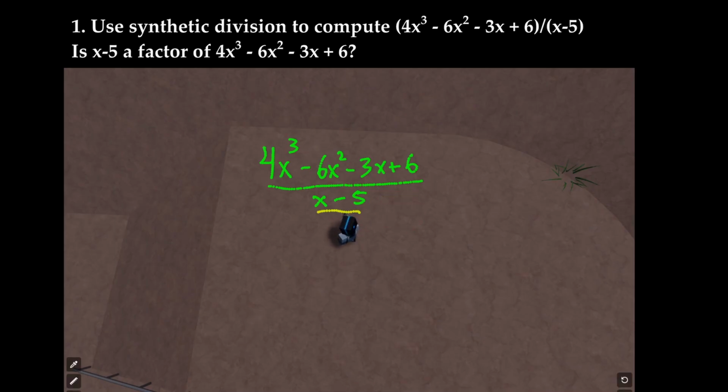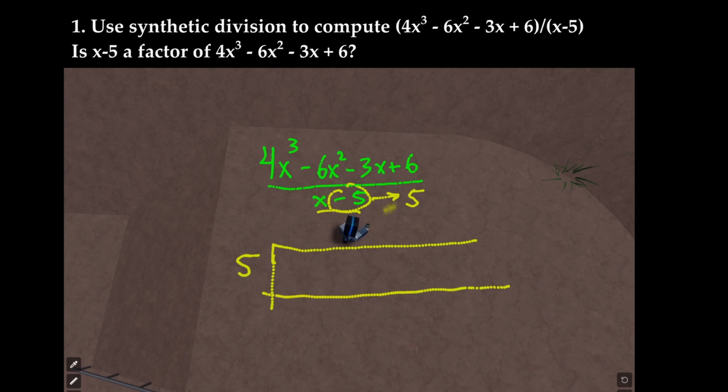First step is you take the number in the denominator, this minus 5, and you have to change it to a plus 5. Now we need to set up the table. So I'm going to write that 5 on the outside of the synthetic division table. And then the next thing you want to do is write the coefficients of all the terms in the numerator from left to right in order of the highest power to the lowest power. So the highest power term is this x cubed. Its coefficient is 4. Then you have minus 6 on the x squared. Then you have minus 3 on the x. And then you have the plus 6.